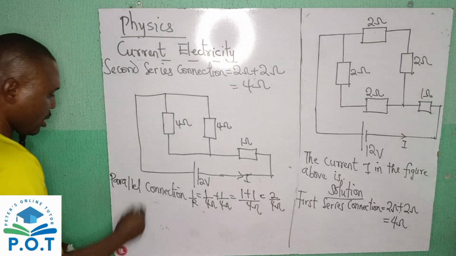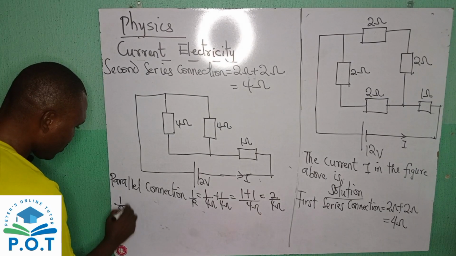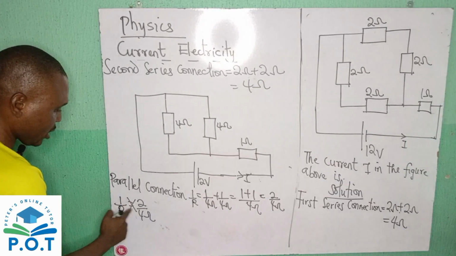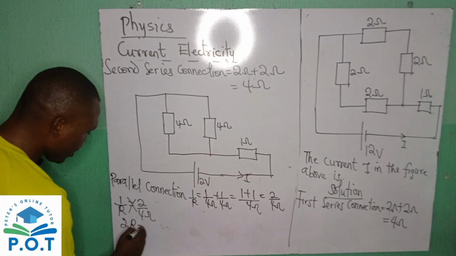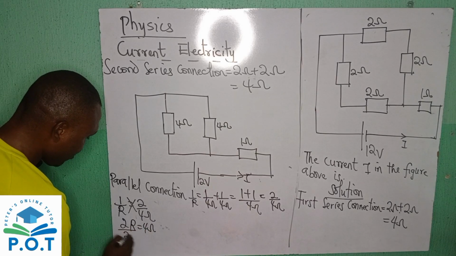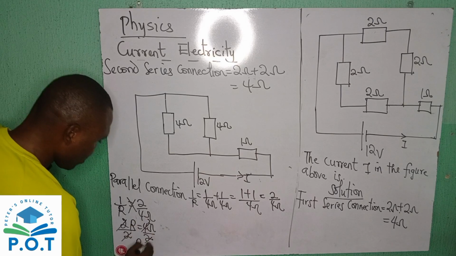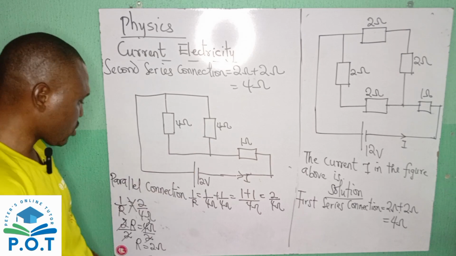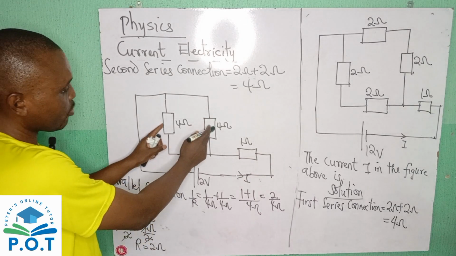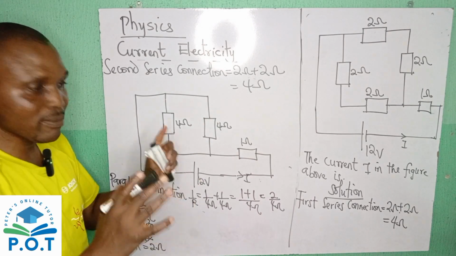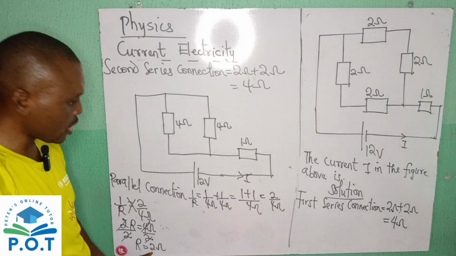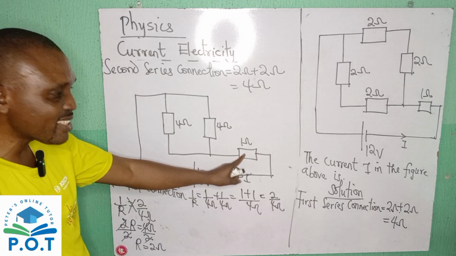All right. Now, if 1 over R equals 2 over 4 ohms, we can cross multiply. So 2 times R is 2R equals 4 ohms. Now, divide both sides by 2, 2 cancels 2. Now, R equals what? 2, so that is 2 ohms. So I have solved these two now to get 2 ohms, because these 4 ohms and these 4 ohms are both in parallel. And when you solve them in parallel, you're going to get 2 ohms.